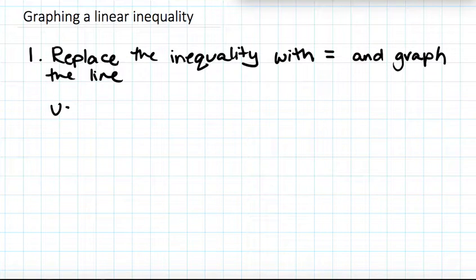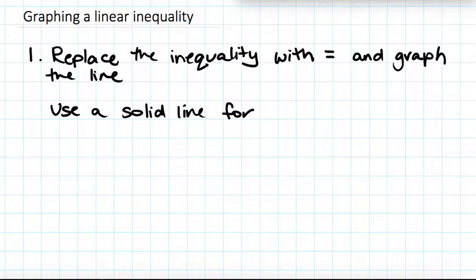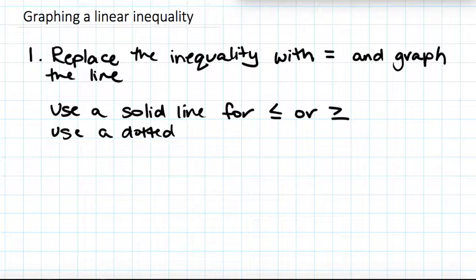We use a solid line if the inequality is less than or equal to or greater than or equal to. In other words, the ones that have the line underneath. We use a dotted line or a dashed line if it's strictly less than or strictly greater than, because that means the line is not actually included because it's not equal to. So that's the first step, is drawing the line.